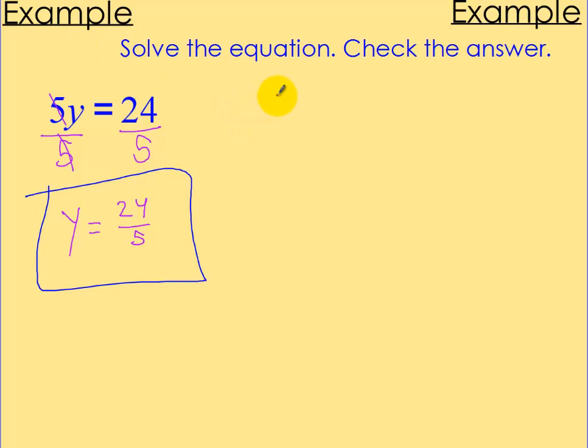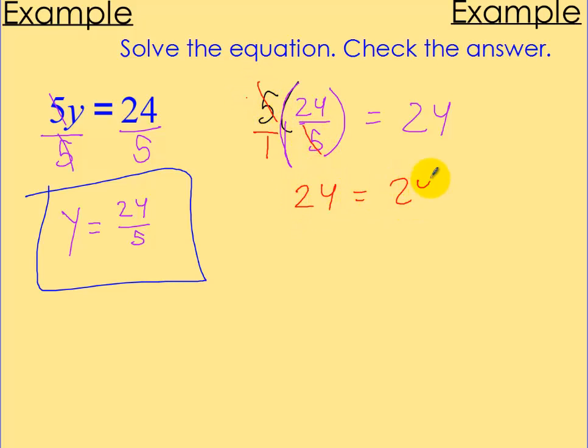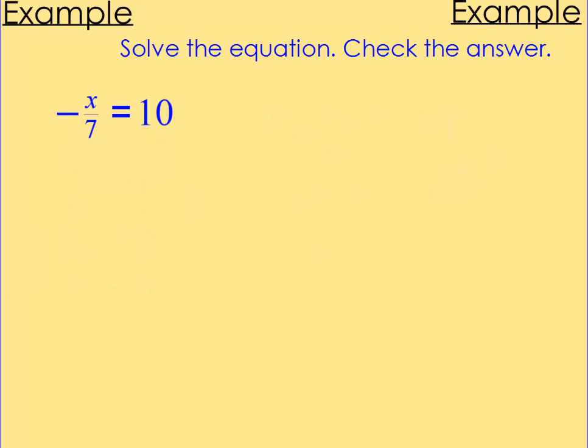Let's check that work. So we're going to get 5 times 24 fifths. So I'm going to write that as 24 fifths equals, let's just do 2 parentheses, equals 24. Well, when you're doing 5, that's like 5 over 1 times 24 over 5. Those 5's cancel out. So I'm left with 24 equals 24, and that checks out. Last one. Pause the video.